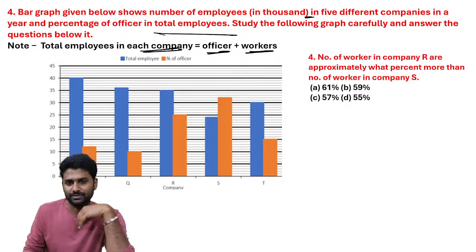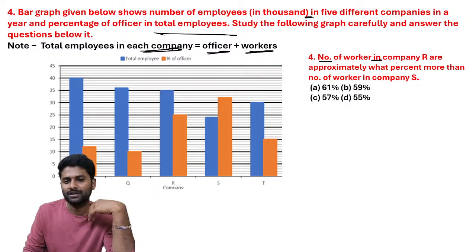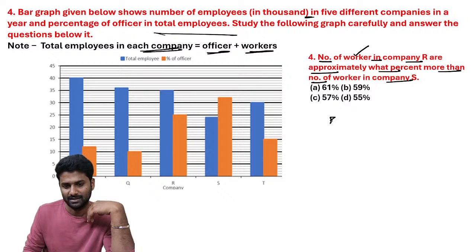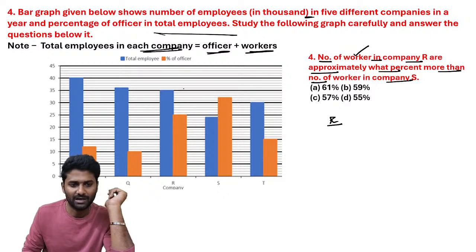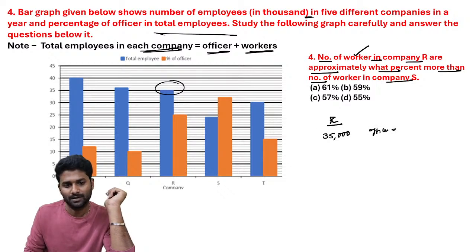Let's go for this question. Number of workers in company R is approximately what percentage more than the number of workers in company S. Let's take the R data. R's total number of employees is 35,000, and according to the data, officers are exactly equal to 25%.